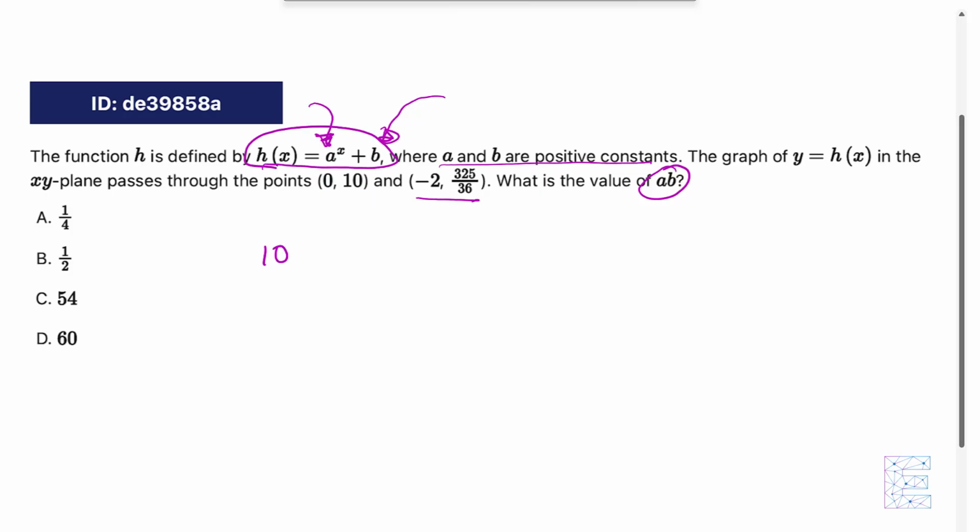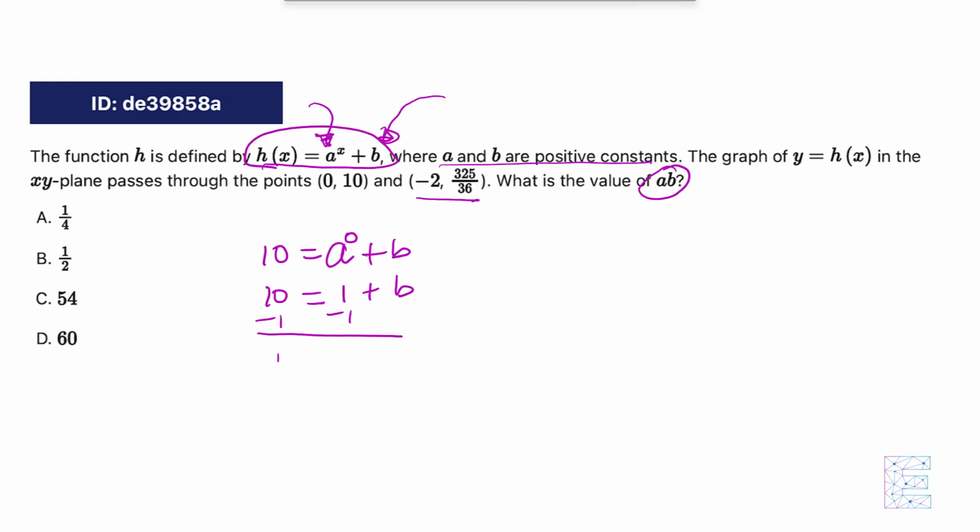So 10 equals a to the power of 0 plus b. X is 0, y is 10. So then do the math. You have 10 equals, anything to the power of 0 is a 1. So a to the power of 0 is 1 plus b. Subtract 1 from both sides. And just like that, we already have the value of b as 9.